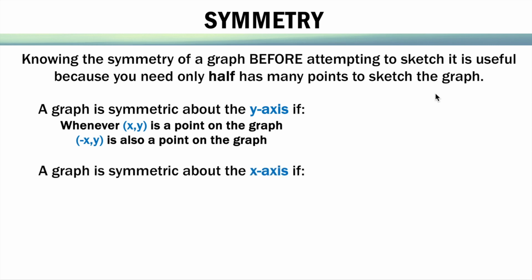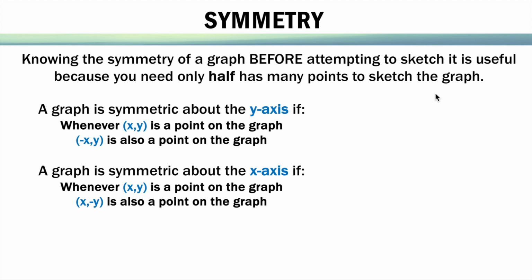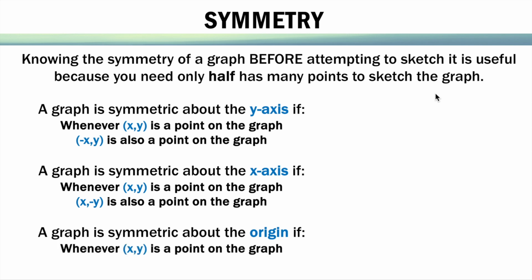A graph is symmetric about the x-axis if whenever (x, y) is a point on the graph, then (x, -y) is also a point on the graph. And we would have symmetry about the origin if whenever (x, y) is a point on the graph, (-x, -y) is also a point on the graph. So how do you test for symmetry?